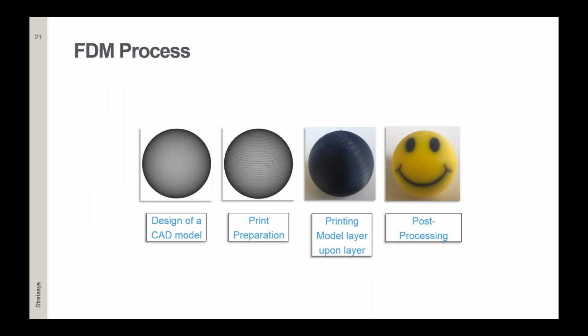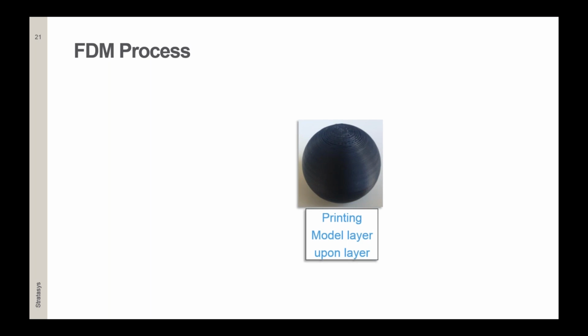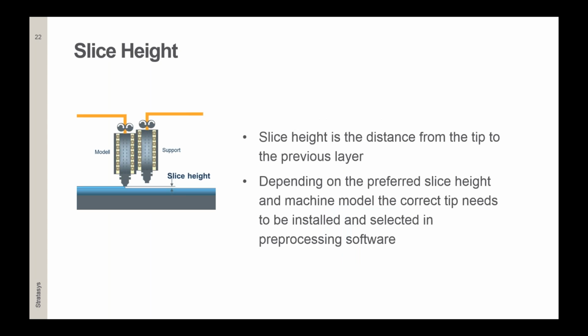Further on the FDM process, we have the actual printing of the model layer by layer, and let's see what considerations we have here. We begin with the so-called slice height, the distance from the tip or nozzle to the previous layer. In other words, it can be called layer height. It is selected by the machine operator and may require installation of the correct tip or nozzle, depending on the machine model.